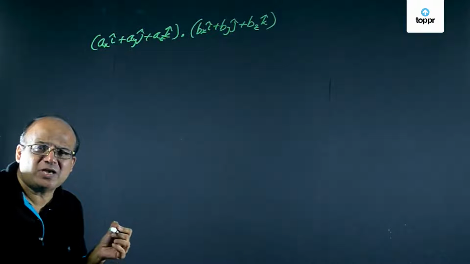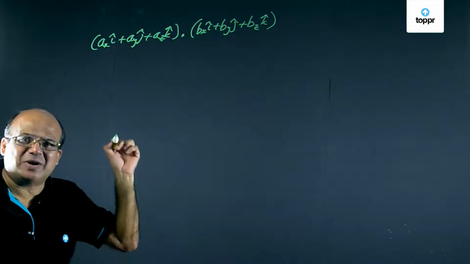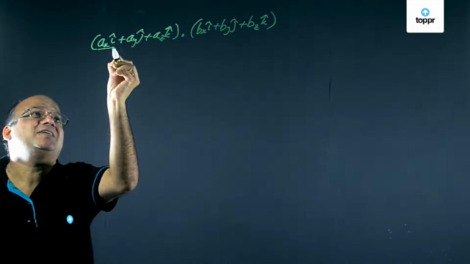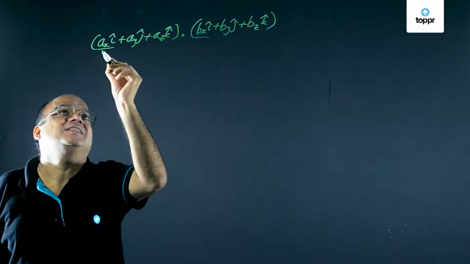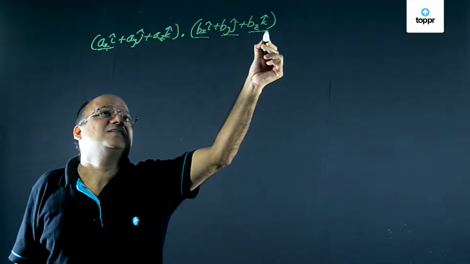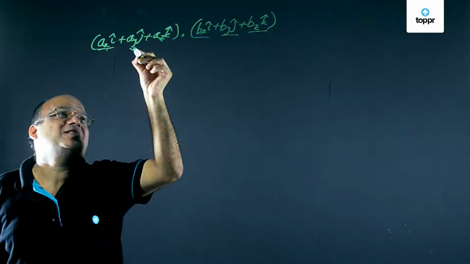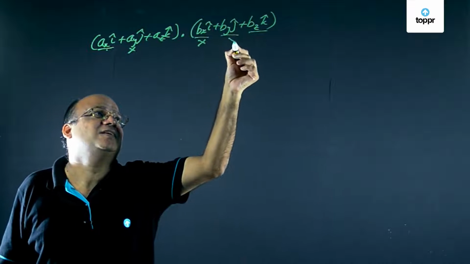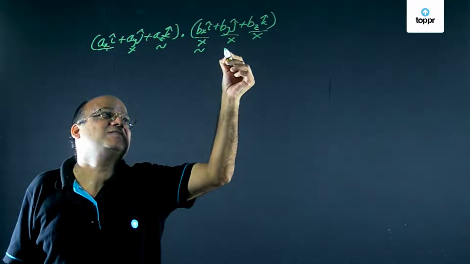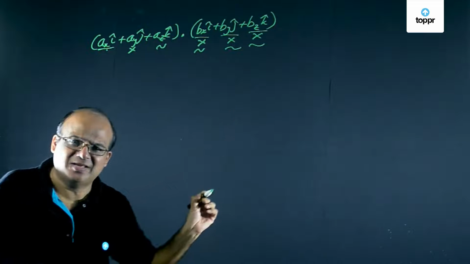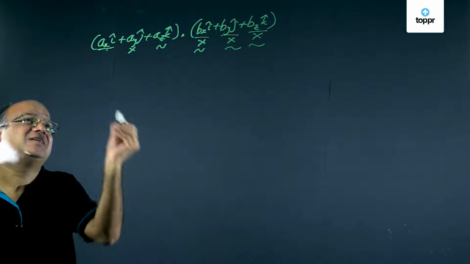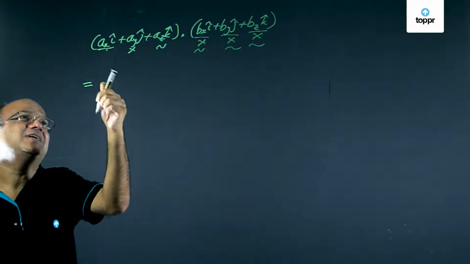So how will you do the dot product? We will multiply term by term. First we will multiply this with this, then this with this, then this with this. Then we will multiply this with this, this and this. And finally we will multiply this with this, this and this. So how many terms will we get? 3 into 3, 9. So let us do that.